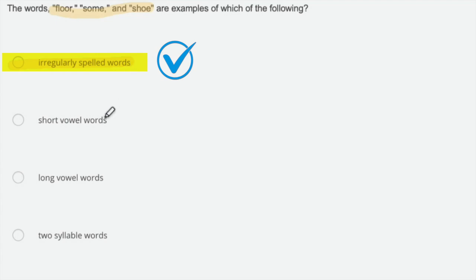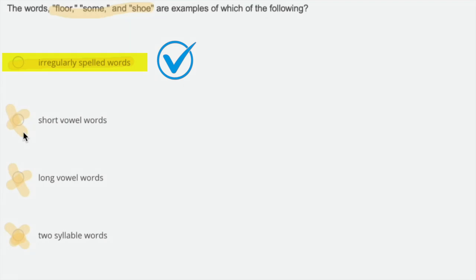The other answer choices here, such as a short vowel, long vowel, and two-syllable words, are not accurate because these words that are in question do not have any set pattern that they follow. And so it doesn't fit in with any of the other three patterns, which is why they are not going to be correct, but they are misspelled frequently because they are so irregularly spelled, not following that pattern.